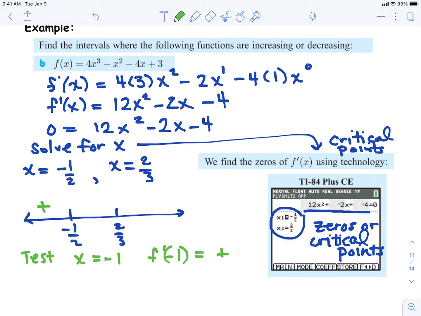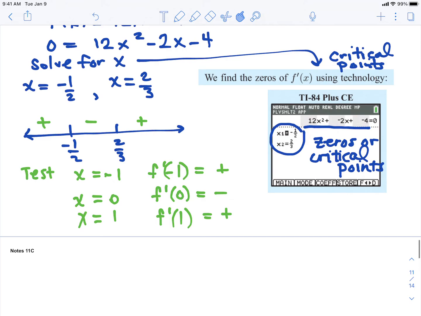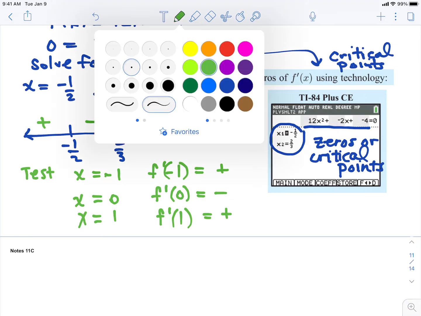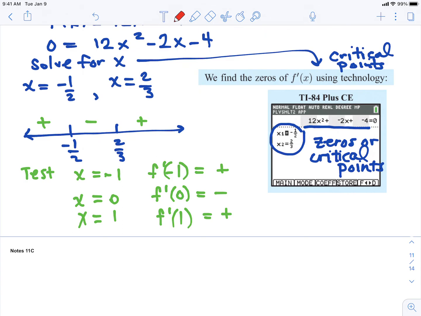Then you would test something between -1/2 and 2/3, so 0. And you would substitute 0 into the derivative function and you get a negative. So that interval is going to be decreasing. Then you'd substitute 1 into the derivative function. And when you're done, you're going to get a positive slope. So now we're ready to identify the increasing and decreasing intervals.